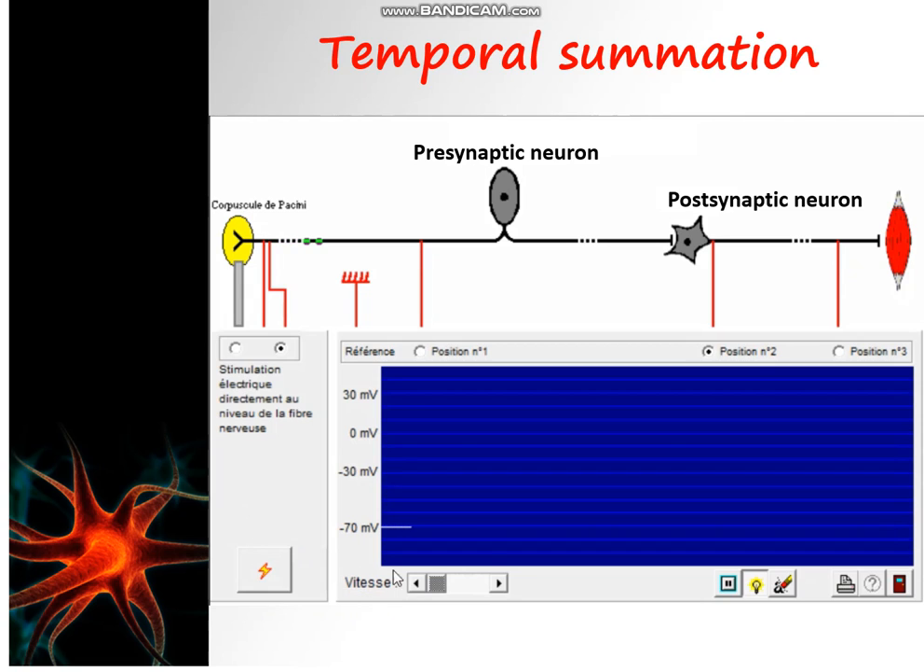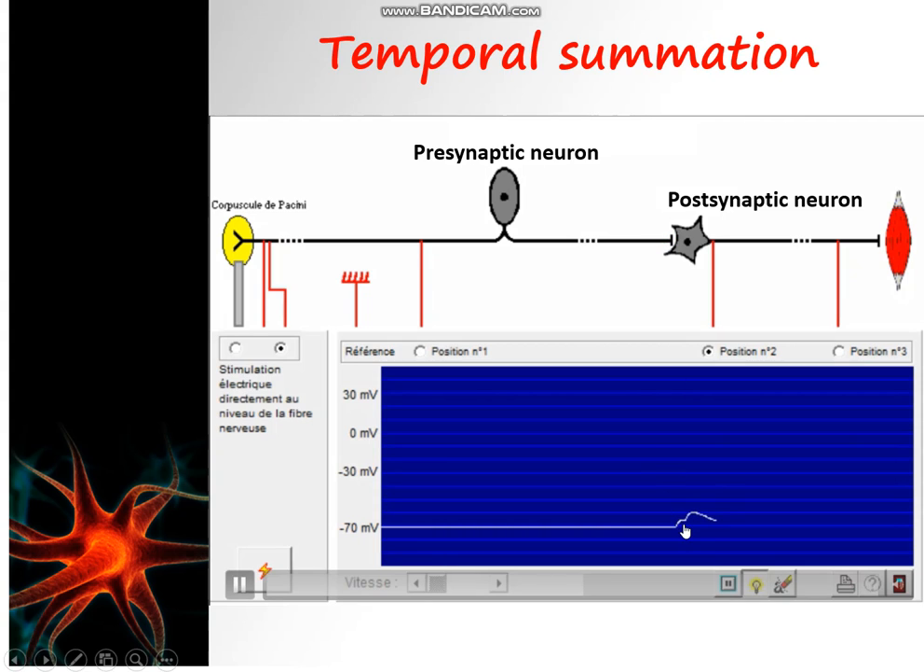Now we apply two stimulations separated by a short time interval. These are the two messages due to them. Look what happens at the level of the postsynaptic neuron. There is summation of the two EPSP. We obtain one EPSP of higher amplitude.